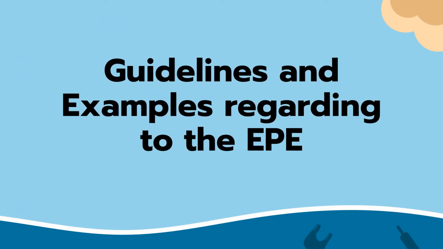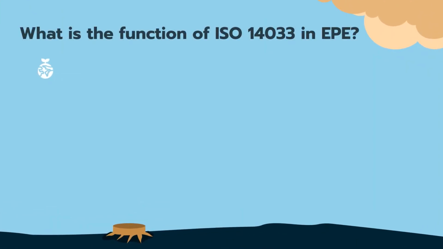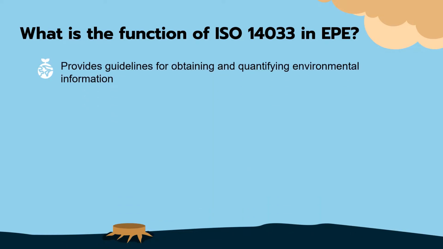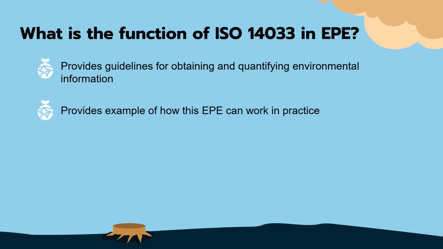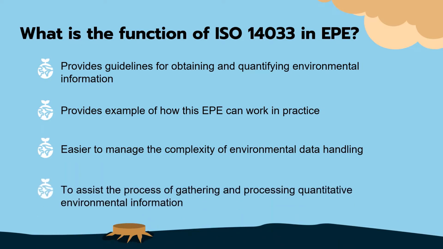So now, we move to guidelines and examples regarding the environmental performance evaluation. Before we discuss further, let's talk about the function of ISO 14033 in EPE. The first function of ISO 14033 is to provide guidelines for obtaining and also quantifying environmental information. Second, it provides an example of how EPE can work in practice. Next, ISO 14033 makes it easier to manage the complexity of environmental data handling. And the last one is to assist the process of gathering and processing quantitative environmental information.